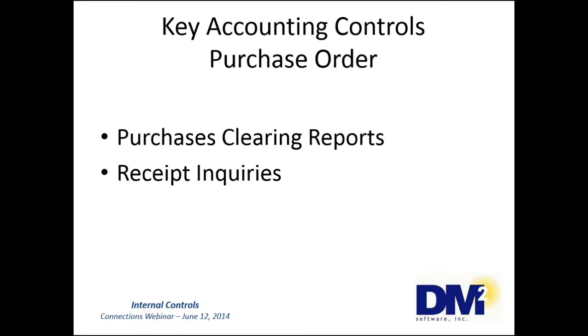Key accounting control reports for purchase order include the purchases clearing report. At the end of the period, verify the amount in the purchases clearing account equals the amount of the goods received, but not invoiced. Receipt inquiries allow you to drill down on the specific GL posting on a specific transaction, as well as look at the transaction entry.